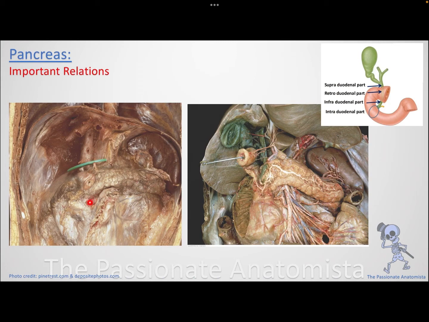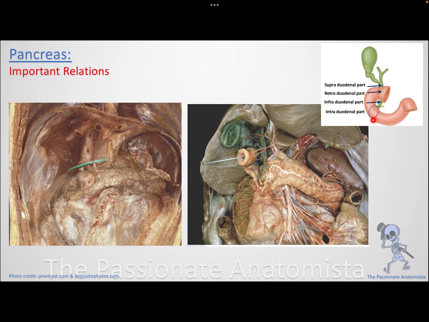So if you guys look at this picture, you can see that this is the inferior vena cava. So it goes down all the way posterior to the head of pancreas. So if that was my pancreas, and that is the head of pancreas, and this is my C-shaped duodenum, then posterior to the head of pancreas is the inferior vena cava. Remember that. All right, and this is another picture.